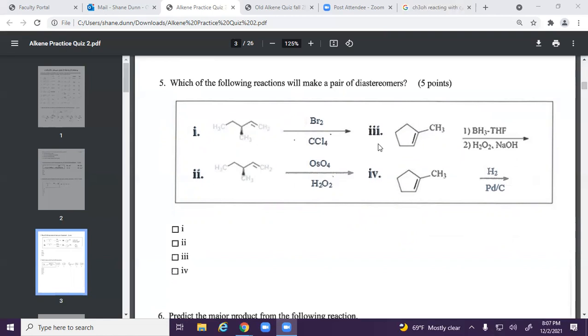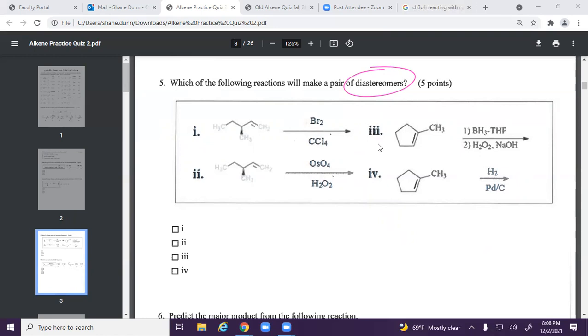So which will make a pair of diastereomers? So what's a diastereomer? They're not mirror images. And how many stereoisomers do they have? They have two chiral centers, right? So that's di. Yeah, there we go. That's what I'm trying to get at. Okay.